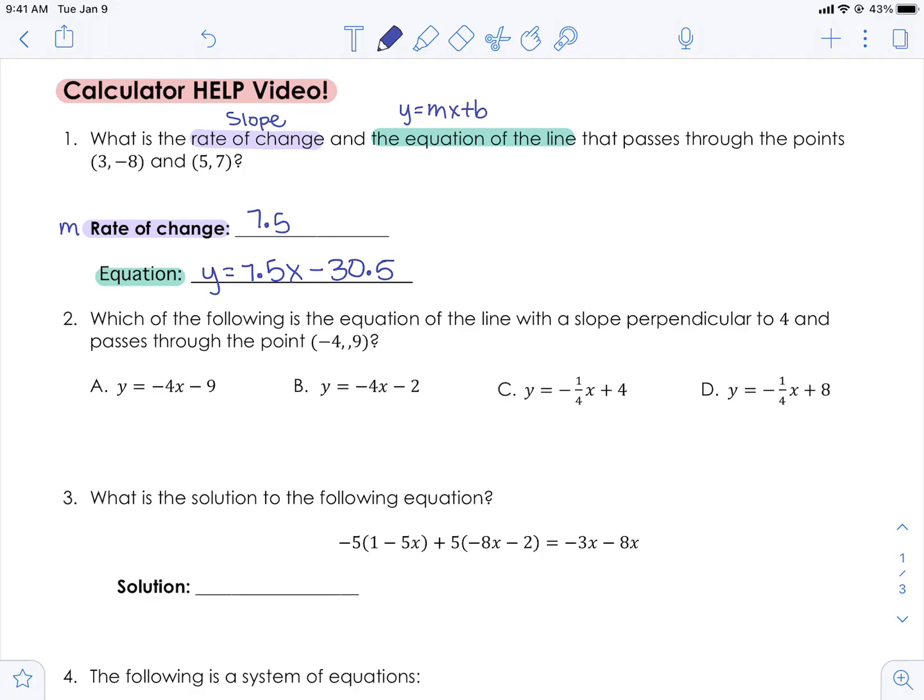Okay, looking at the second question, which of the following is the equation of a line with a slope perpendicular to 4 and passes through the point (-4, 9)? Well, let's say we forgot what perpendicular meant, which is okay. We're going to use our calculator to help us. So what we're going to do is type in the equation to see if it actually goes through this point (-4, 9). We're going to use the graph function.